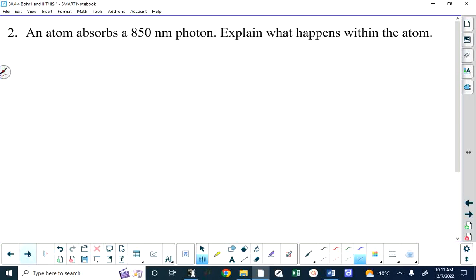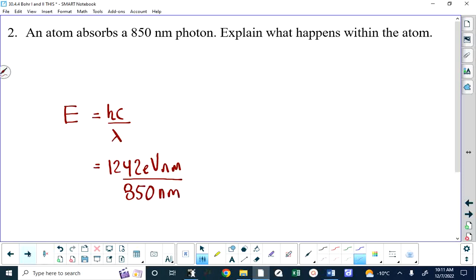An atom absorbs an 850 nanometer photon. First of all, that means the atom is allowed to absorb an 850 nanometer photon. That means there are two energy levels in the atom which have an energy difference equal to whatever that energy is. So we want to think in terms of energy. If E equals hc over lambda, then we can go 1242 eV nanometers divided by 850.